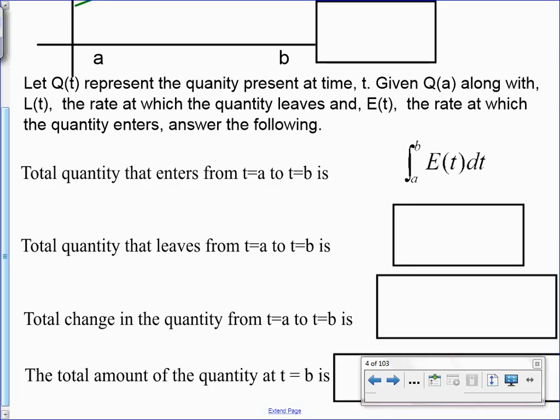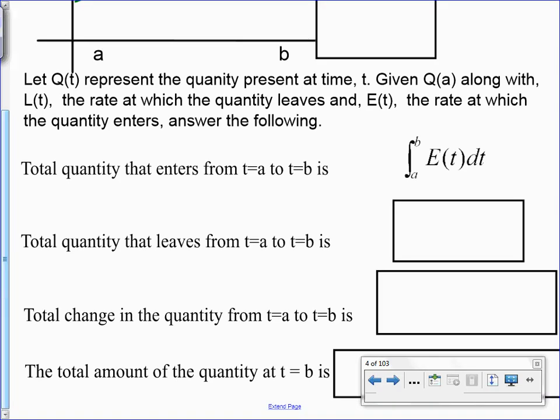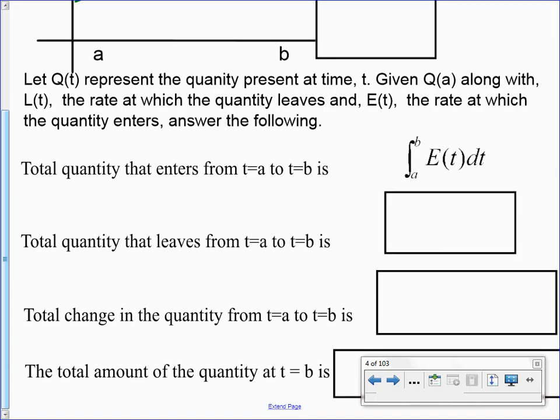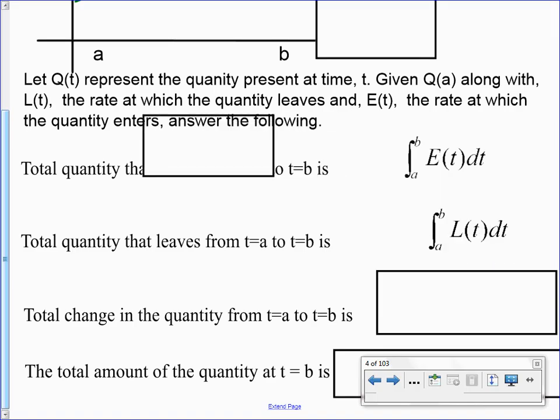Let's say you just want to know the total quantity that leaves from time A to time B. Somebody else. Jessica. Yeah, it'd be the integral from A to B of L of t dt.